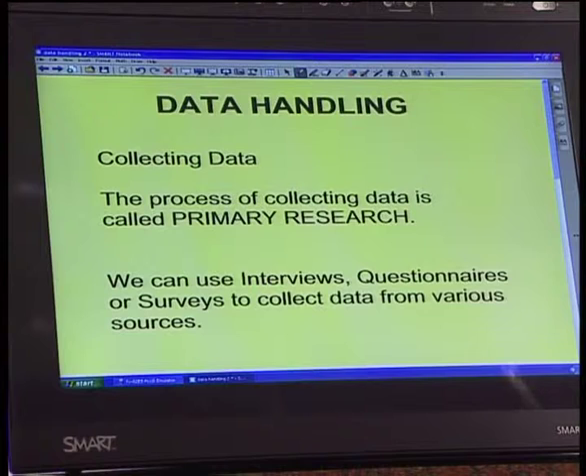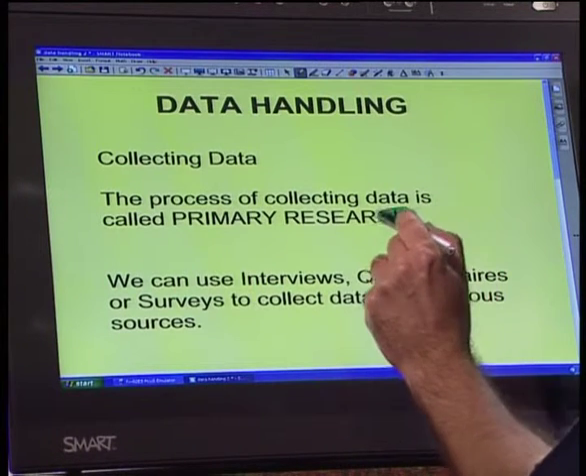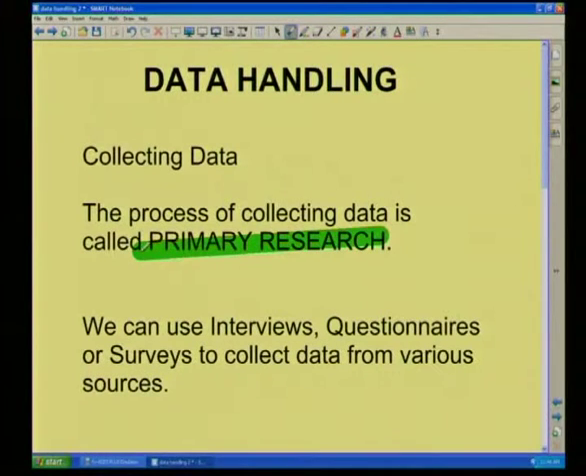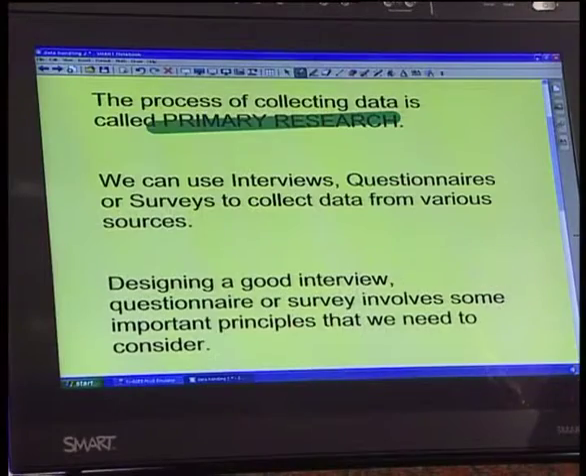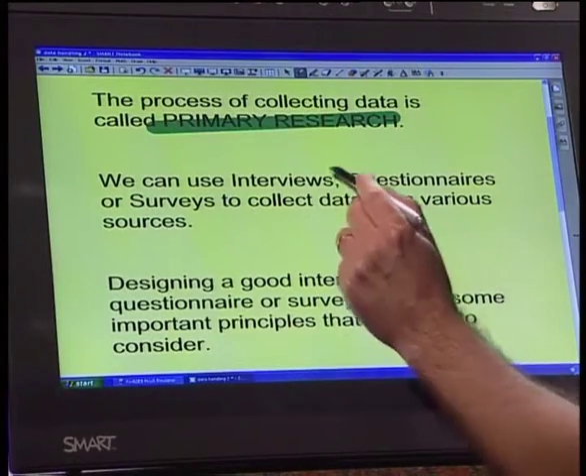The process of collecting data is called primary research. It's primary because we're not finding information from books where information has been printed. We're collecting the information firsthand. There are many ways to do this. For example, I could use an interview.